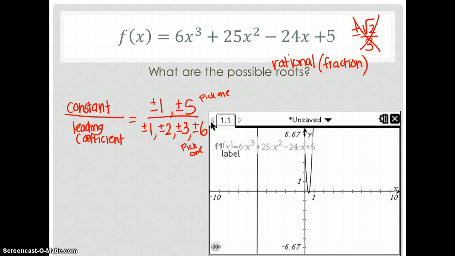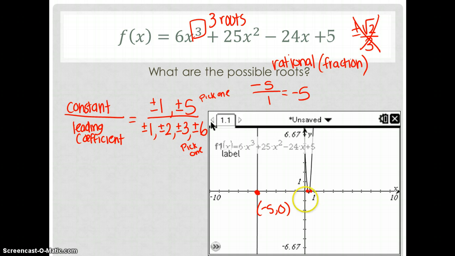So if we listed out all the possibilities, that would take us quite a while, and that's why we want to look at this as our guide, but then also realize, what does our graph show us? Well, we expect 3 roots because of the degree. It looks like we have a root at -5, 0. So it would probably be a good idea to pick -5 from the numerator, +1 from the denominator, and test out -5.